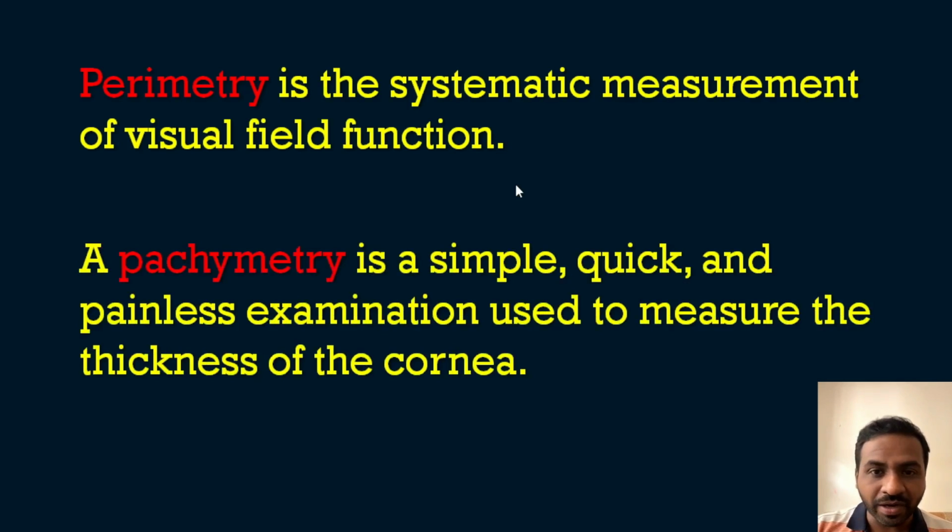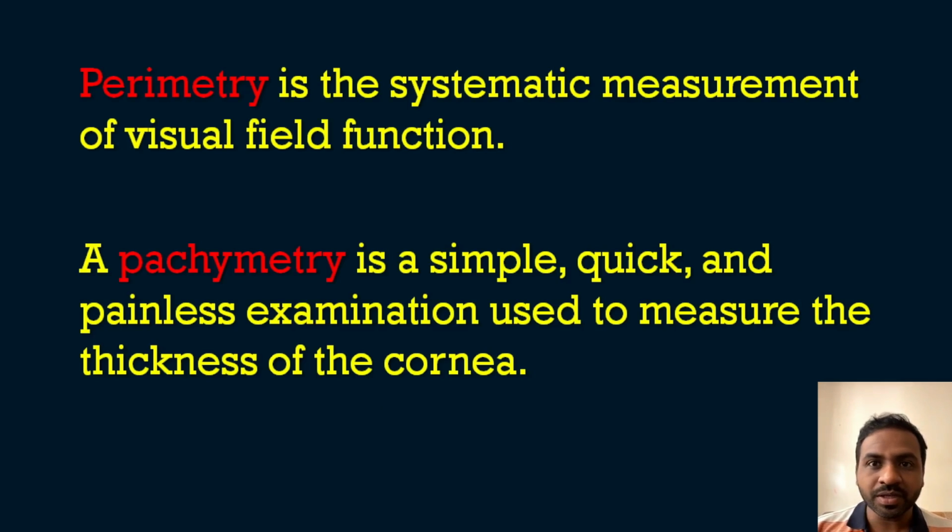And the final option was regarding pachymetry. So what is pachymetry? Pachymetry is a simple, quick and painless examination which is used to measure the thickness of the cornea. So from this question you are getting information regarding the 4 diagnostic tests in ophthalmology. So I think that is also clear for you.